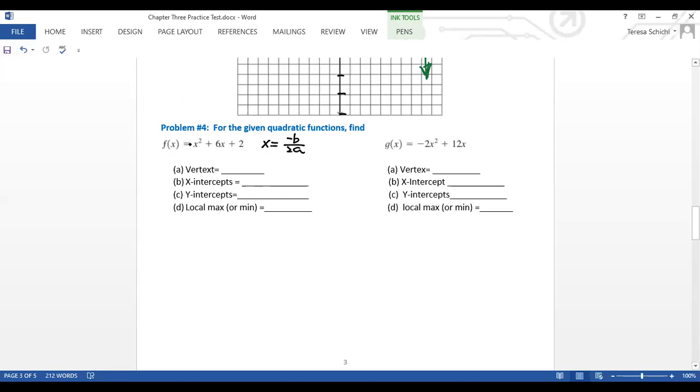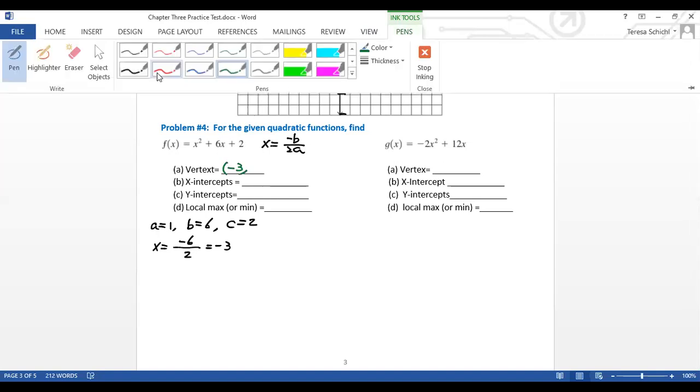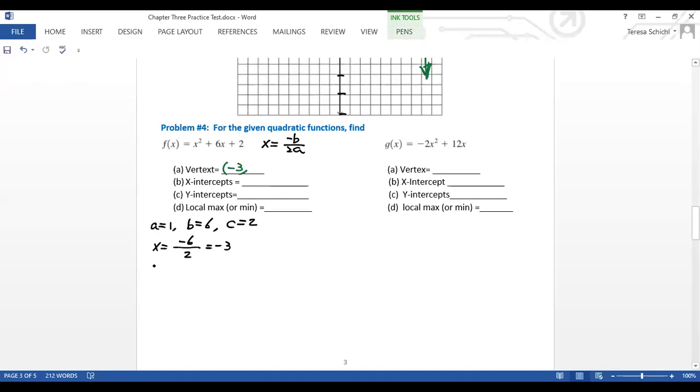So let's see here, this is 1x squared plus 6x plus 2. So a is 1, b is 6, and c is 2, right? So the vertex x coordinate will be negative b, so negative 6, over 2 times a, so 2, so it's negative 3. So I got it, right? This is negative 3. So what is the y coordinate? The y coordinate will be you plug negative 3 into your function. So this will be negative 3 squared, plus 6 times negative 3, plus 2.